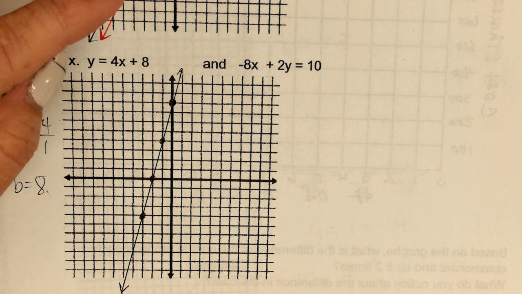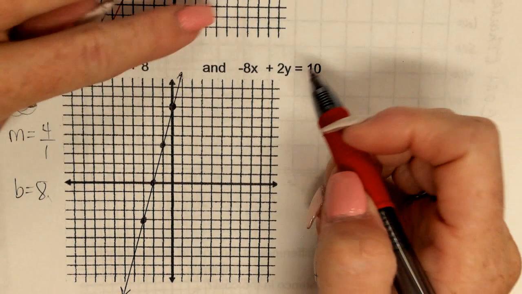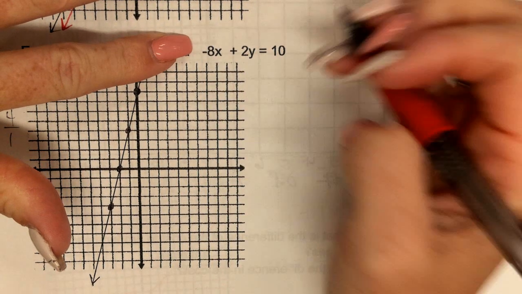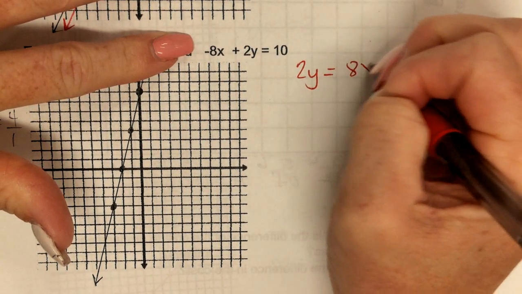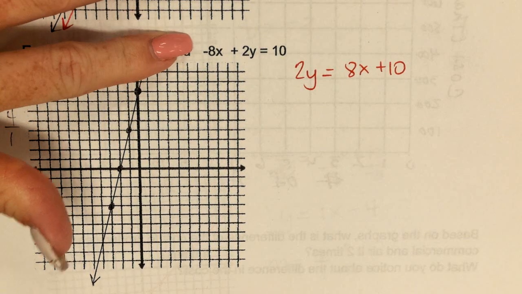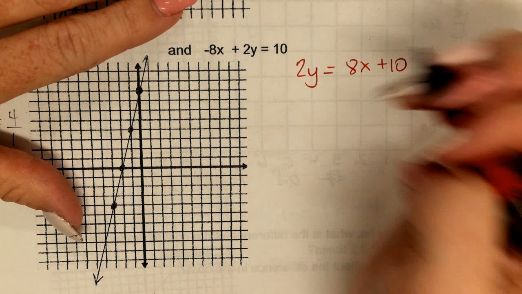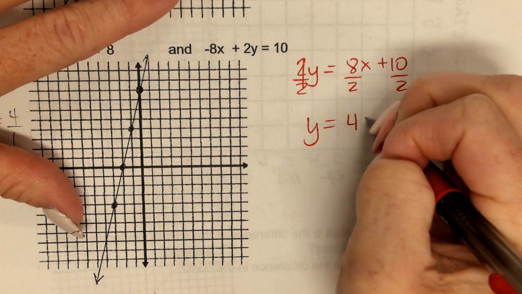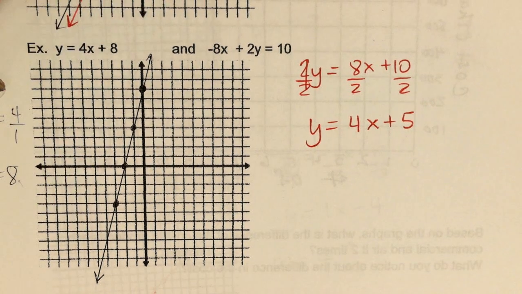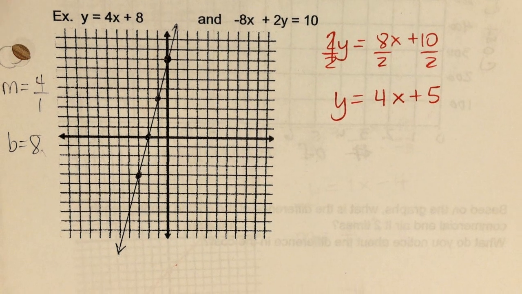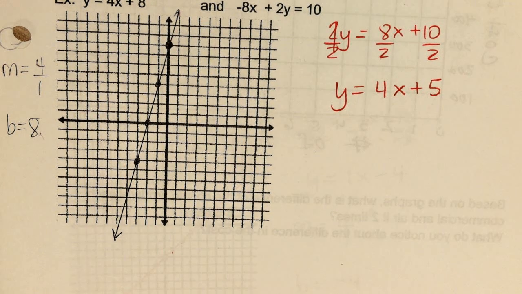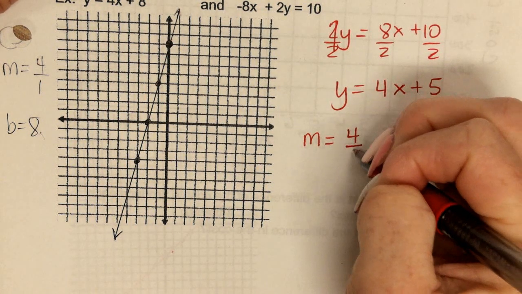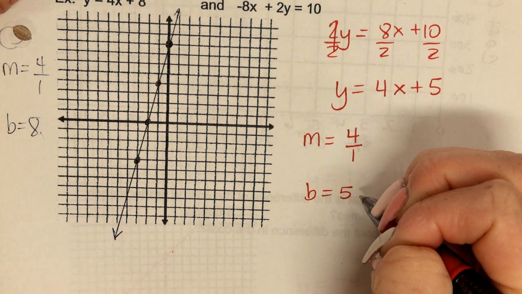Now I need to do the other equation, but I need to rearrange it first by adding the 8x. So I have 2y equals 8x plus 10. How am I going to get rid of the 2? Divide everything by 2. And I'm left with y equals 4x plus 5. What is my slope? 4 over 1. What is my y-intercept? 5.